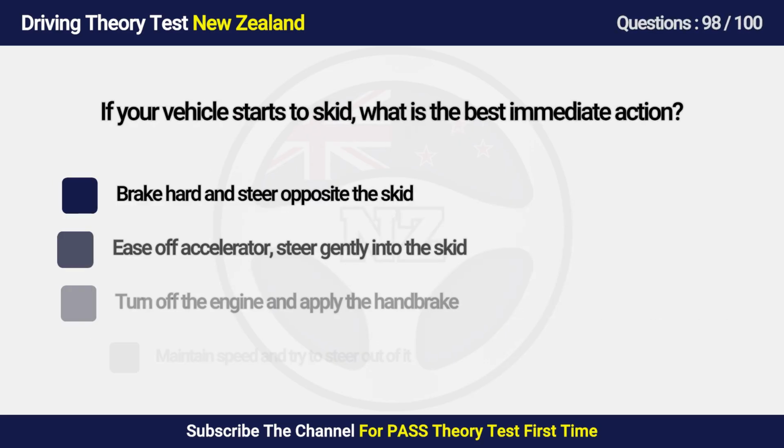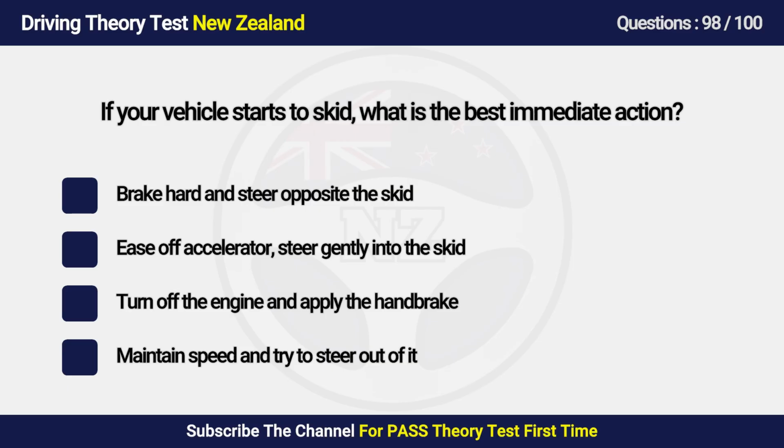Question 98. If your vehicle starts to skid, what is the best immediate action? A. Brake hard and steer opposite the skid. B. Ease off accelerator, steer gently into the skid. C. Turn off the engine and apply the handbrake. D. Maintain speed and try to steer out of it.